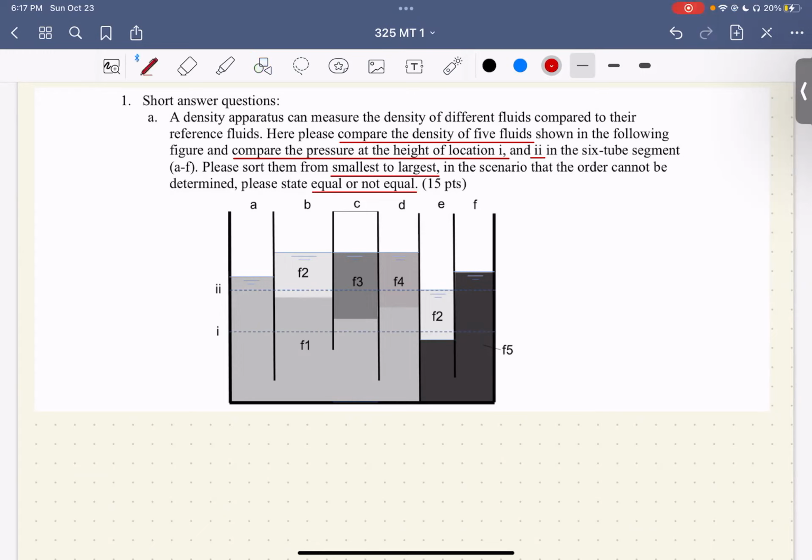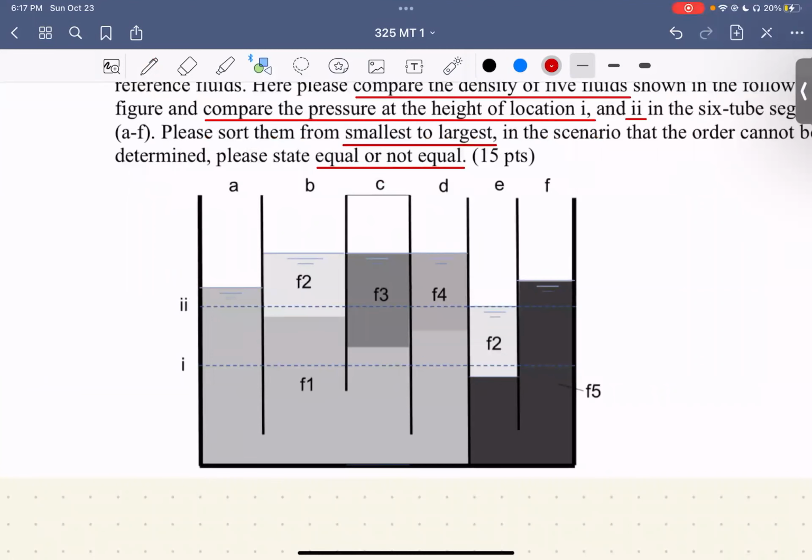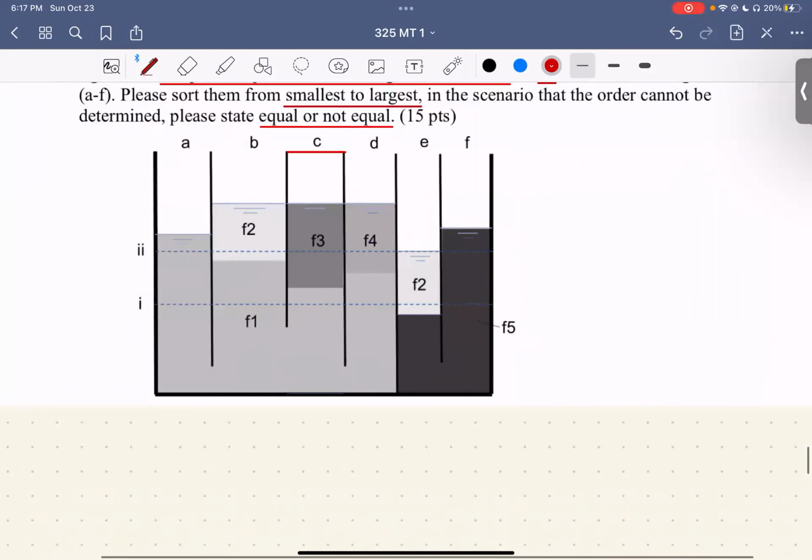Great. So the question also gives us a hint that potentially we might not be able to determine some densities or pressures. So let's actually figure out what those are from just what we can see. I know this is a really thin line, but right away we can see in tube C that there is a solid boundary right here. Great, so a solid boundary.